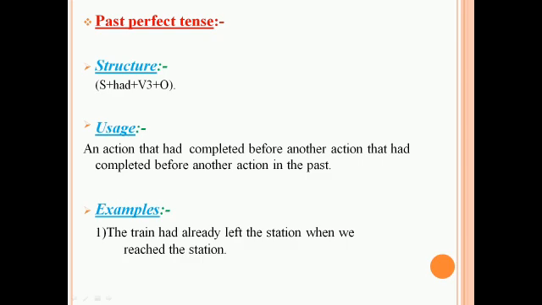Here, which action occurred first, children? The train had left. That is first occurred action. After that, we reached the station, that is second action. So, when there are two past actions, we should write the first action in past perfect tense and the second action in simple past tense. This is another type of expressing two past events. Look at the example again, children. The train had already left the station when we reached the station.